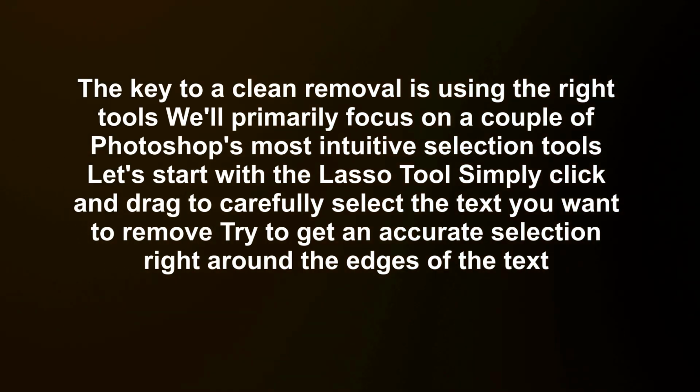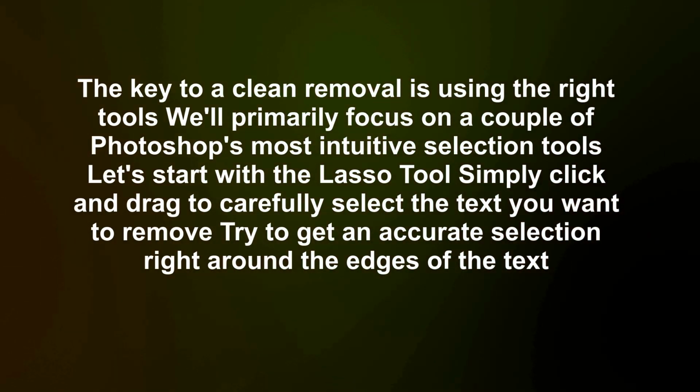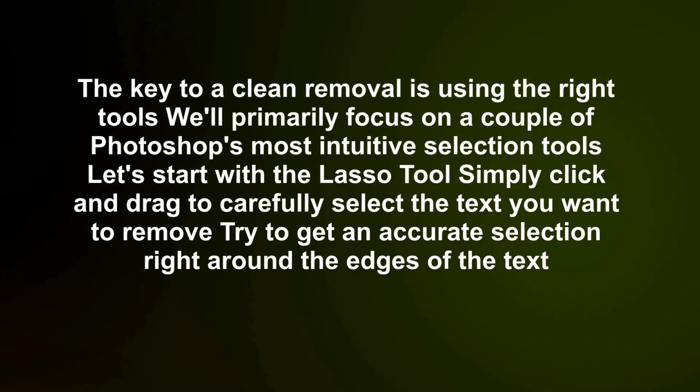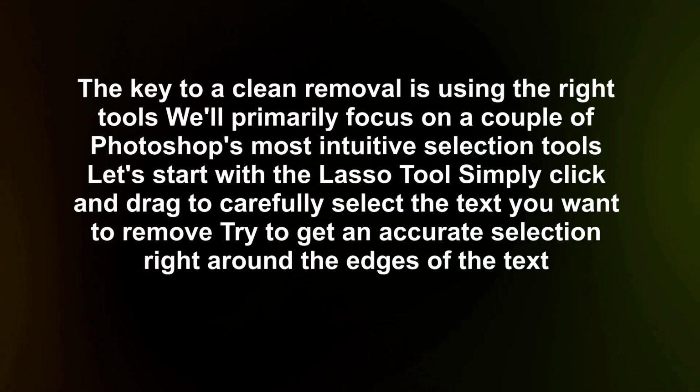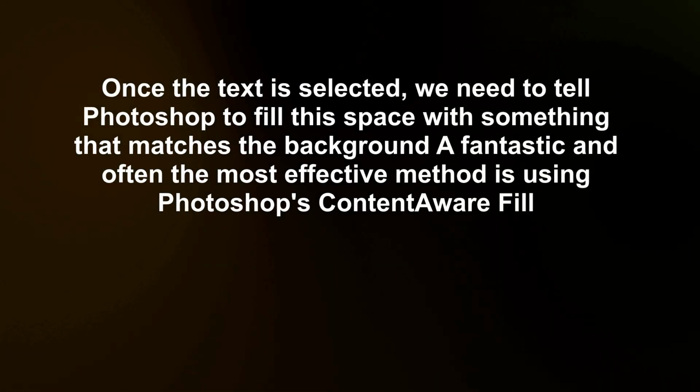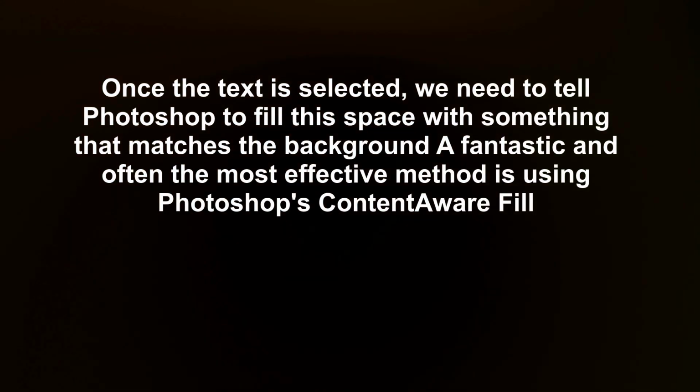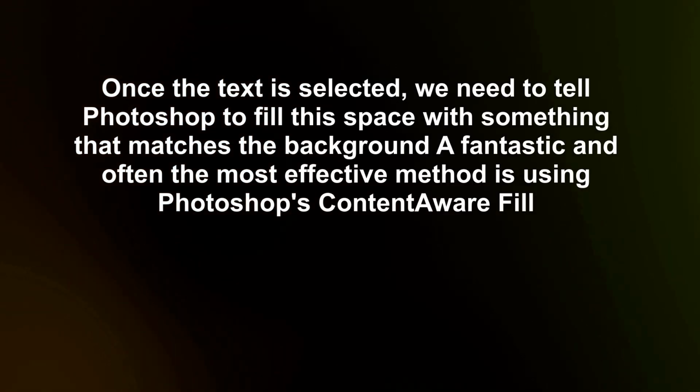Let's start with the Lasso tool. Simply click and drag to carefully select the text you want to remove. Try to get an accurate selection right around the edges of the text. Once the text is selected, we need to tell Photoshop to fill this space with something that matches the background.